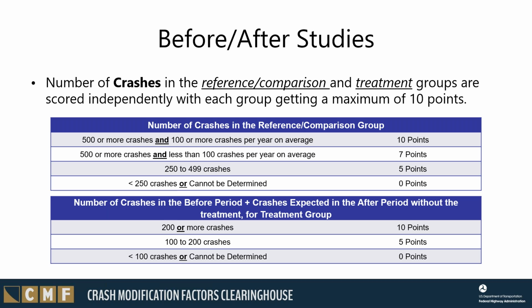Then again, there are partial points available, with 7 points given if your reference comparison group has 500 or more crashes, but less than 100 crashes per year on average. You can get 5 points if your reference comparison group has between 250 and 499 crashes. And then again, less than 250 crashes or cannot be determined, or unreported would go to 0 points. For the treatment group, we look at the sum of the number of crashes in the before period plus the expected crashes in the after period without the treatment. So in this case, 200 or more crashes would lead to 10 points. Anywhere between 100 to 200 crashes would lead to 5 points, while less than 100 crashes or cannot be determined would lead to 0 points.